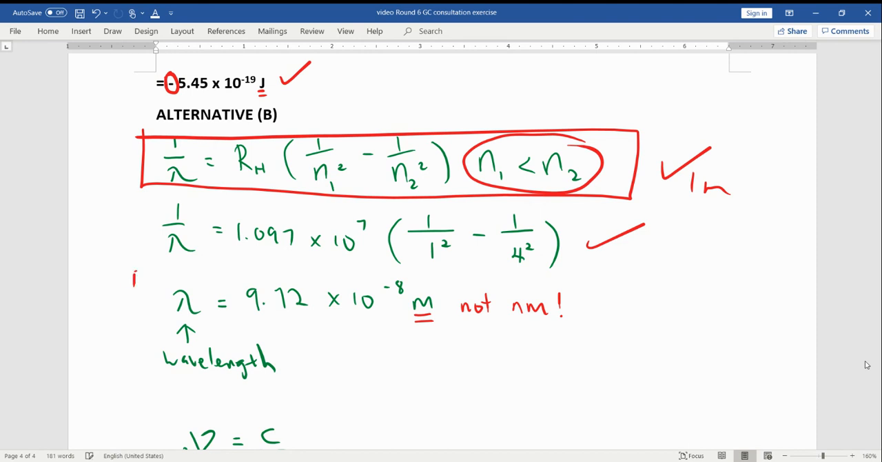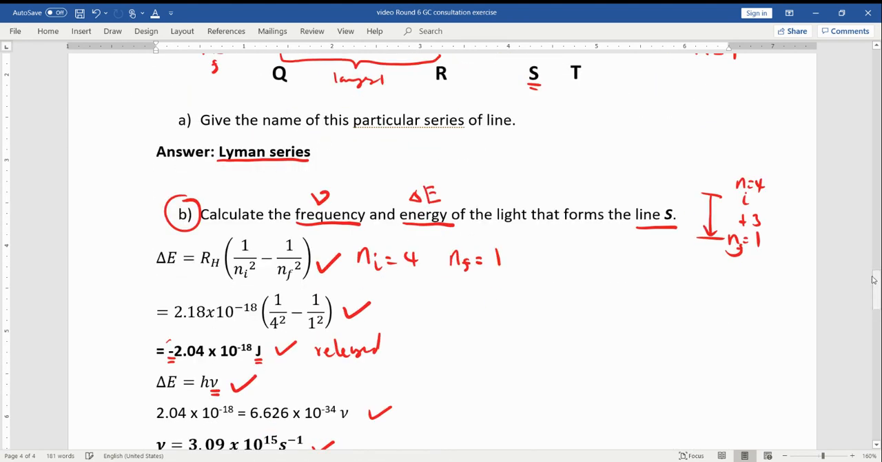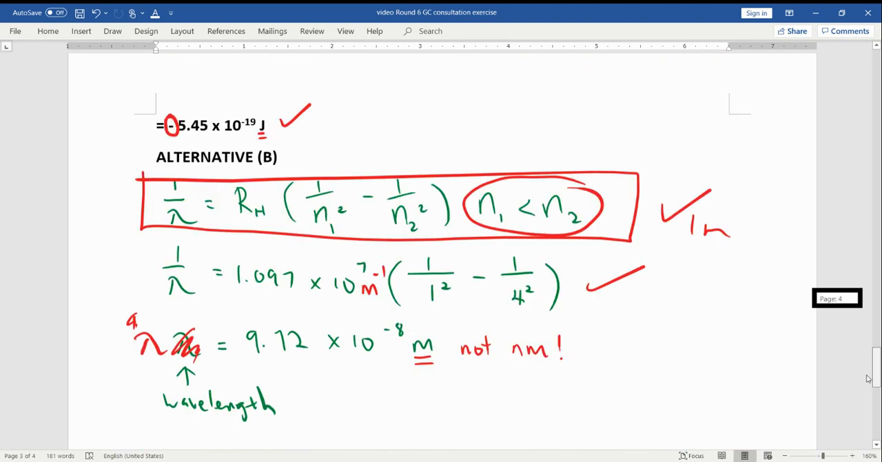Some students don't give me anything at all. They just put it like this: 1 over lambda equals 9.72, which is wrong. It is wavelength. Those who don't give me the correct symbol, I will not give marks. The answer we get here will be in meters only because the Rydberg constant is in meters. So don't give me nanometers because the question never asked for nanometers. Did it mention anything about nanometers? No, right? So don't give me nanometers.